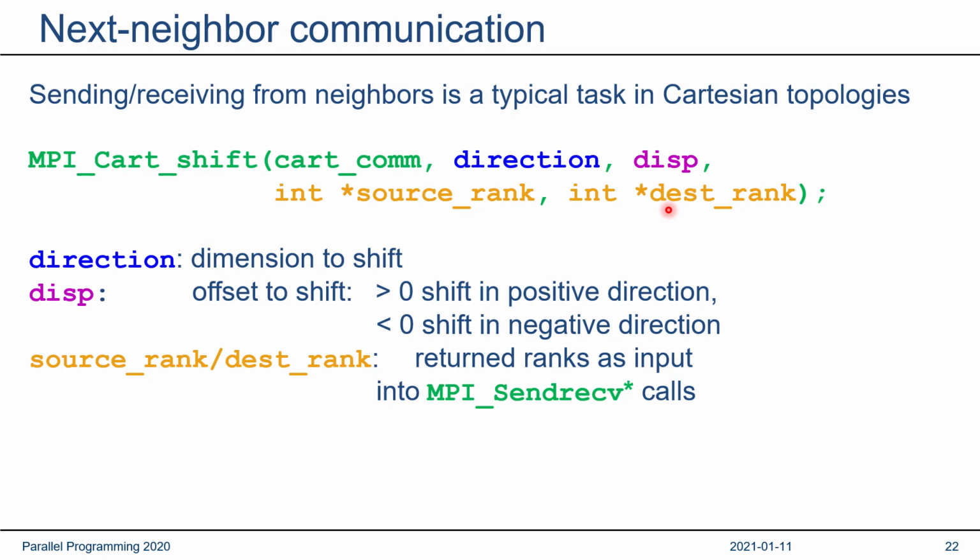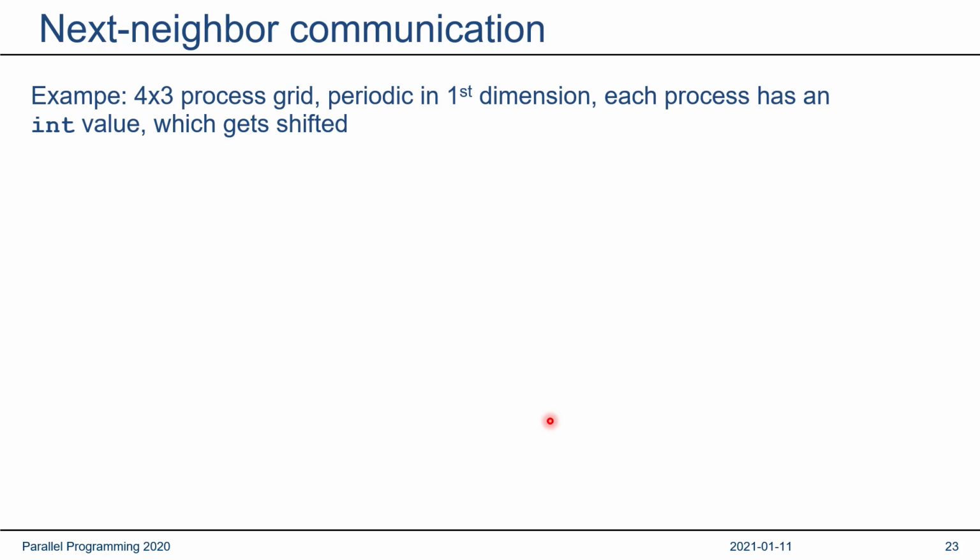Source rank and dest rank are the output arguments for MPI_Cart_shift, and they return the requested ranks as input, so they can be used directly in MPI send receive calls if you wish to do so. Of course, you don't have to use them for send receive, they can be used for anything, but this is what you want to supply to an MPI send receive call if you want to implement some kind of a ring shift in one dimension.